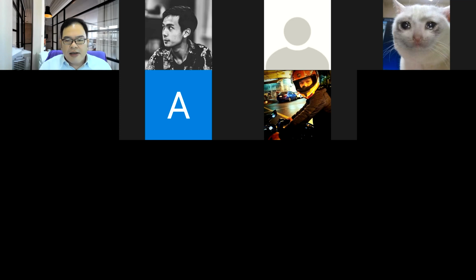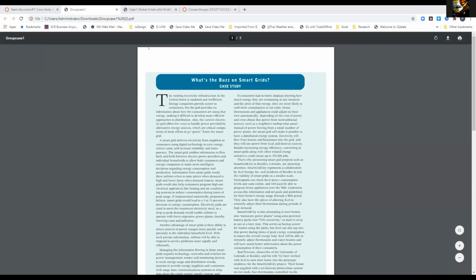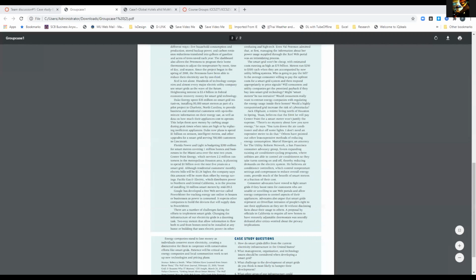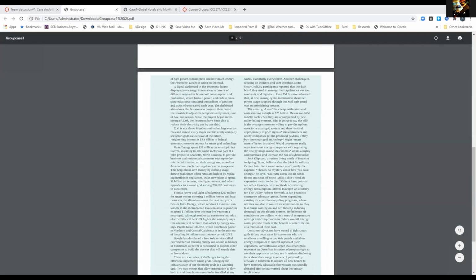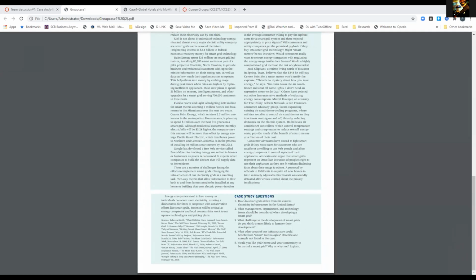Okay, thanks every team for sharing your ideas on this case. Right now, we talk about the group case study, the end of module case, about the buzz on smart grid case study. Let's do it like this. For this case study, I want one team to summarize the case, and then I'll ask every team for the answer to the case study question.